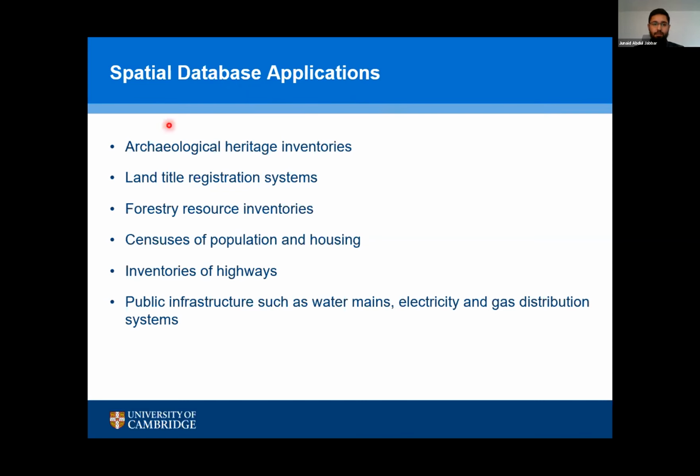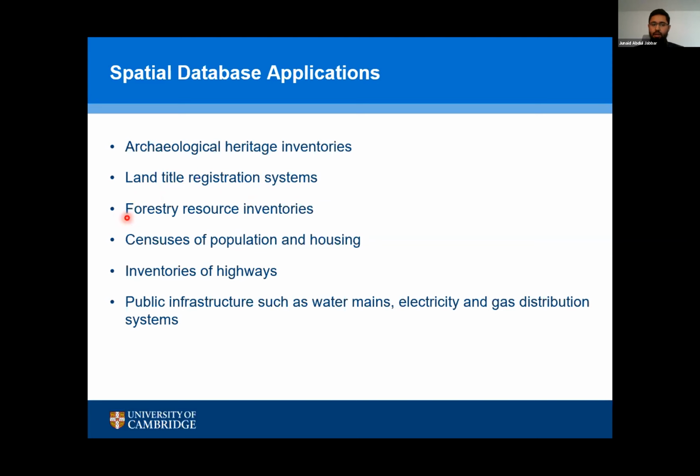And here are some of the application areas that deal with spatial databases. So there are archaeological heritage inventories, something that we are trying to deal with because we have a lot of site records that have spatial attributes and location included in them. There can be land title registrations. These types of systems would include the polygon boundaries of different plots. These could be agricultural fields, so that we can know the extent and the location of these plots and fields, and use it as a part of land title registration systems.